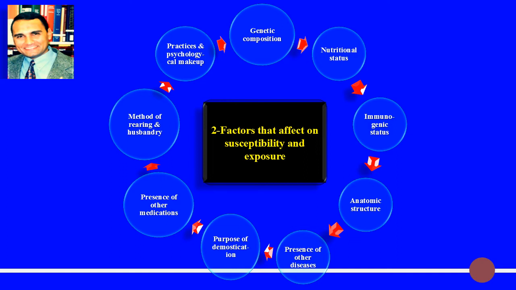The immunologic status of the animal or human is an important factor in susceptibility and exposure to certain diseases, such as a vaccinated human population against tuberculosis being more protected from tuberculosis than those who haven't been vaccinated.